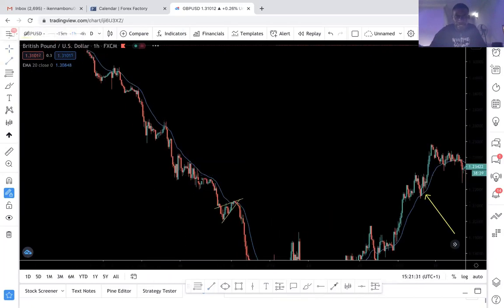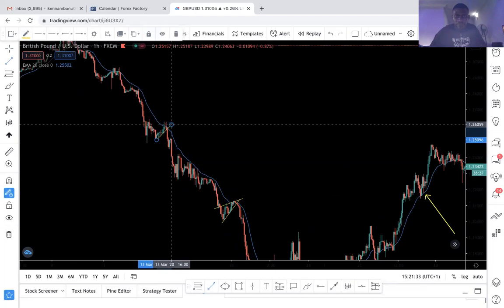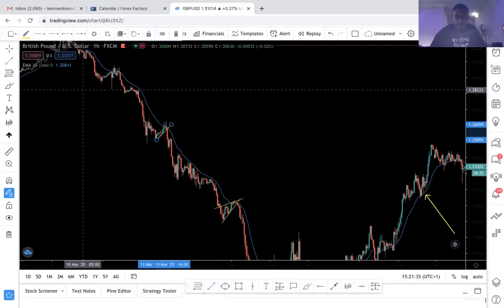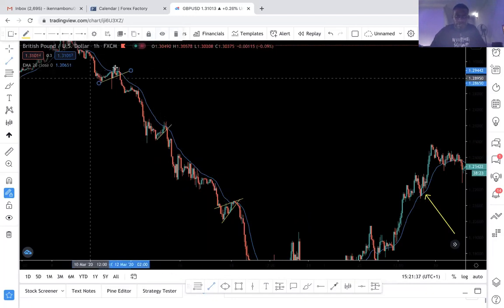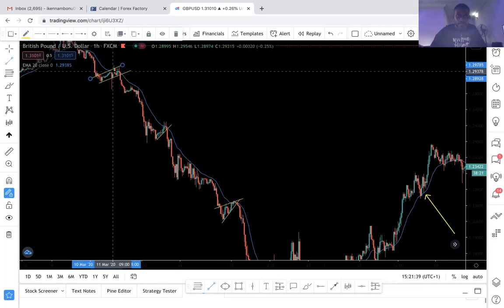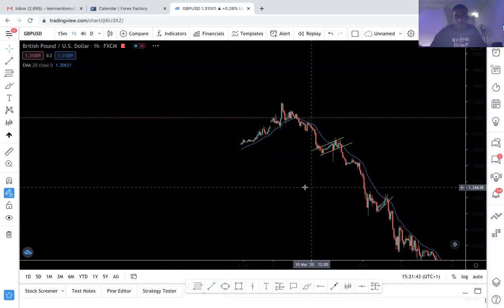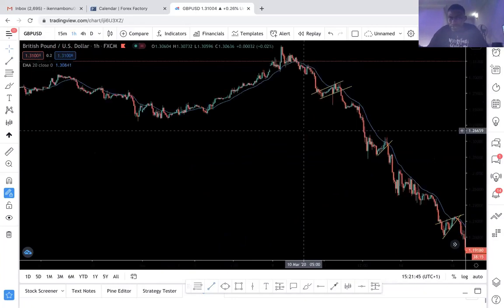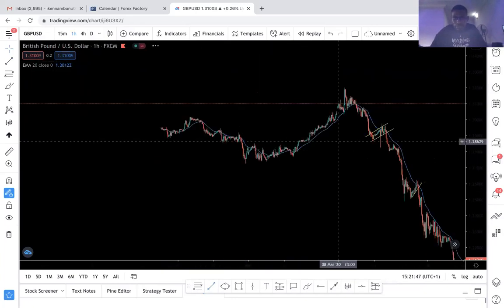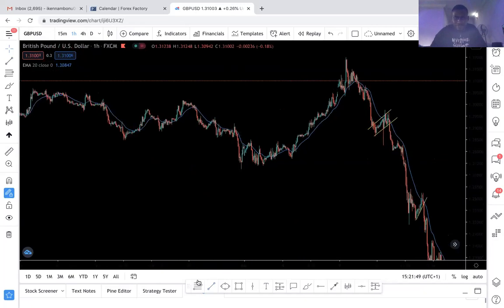Lovely entry right here on the 20 EMA when we have wicks right there. It's making sense. Lovely flag formation right here on the 20 EMA. Even if this one was a breakout, you can see the wicks right there. Lovely entry. Okay, I hope this video makes sense to you guys. Just very, very simple stuff on how to trade the 20 EMA.